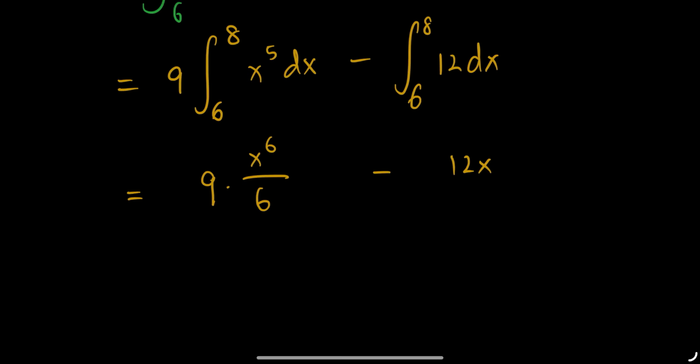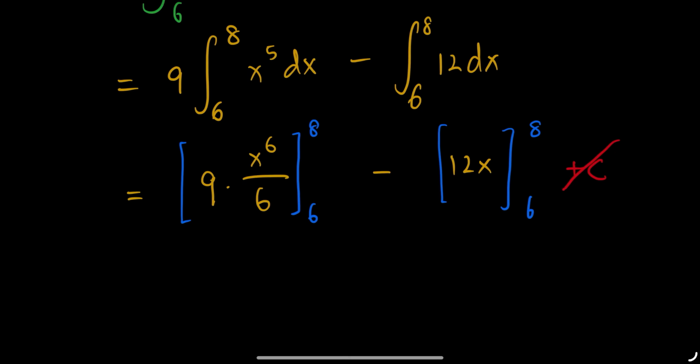But this time we put the bounds a to b, right? So in this case 8 and 6. There is no plus c. So if there's a plus c, there's no plus c, because plus c is for an indefinite integral where there's no bounds. But this time there's bounds, so there is a finite value. It converges to some finite value.